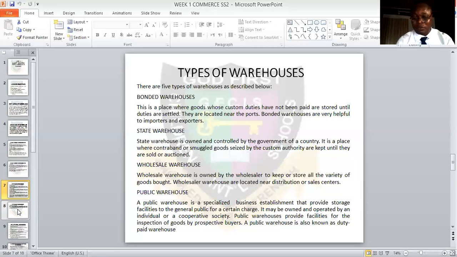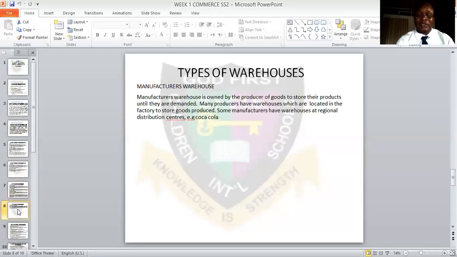Another name for public warehouse is duty paid warehouse. The last one is manufacturer's warehouse. A manufacturer's warehouse is owned by the producer of goods to store their product until they are demanded by the consumers. So the producer of goods must get a place where they will store their goods until the consumer demands them. And many producers have warehouses which are located near the factory to store their goods being produced.